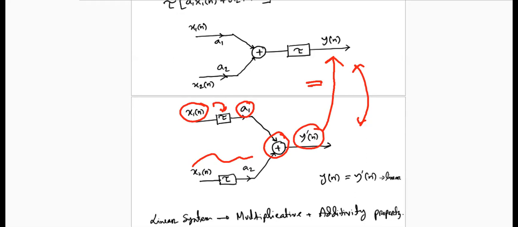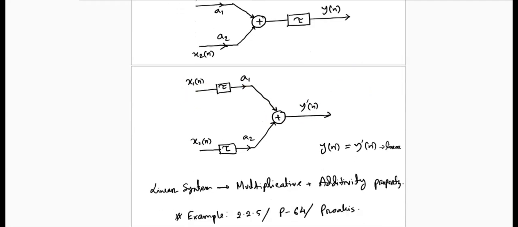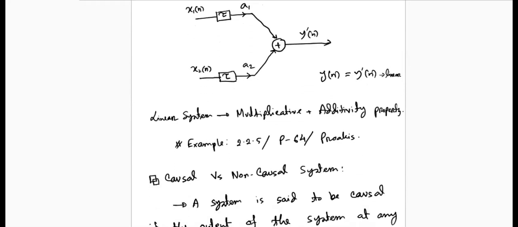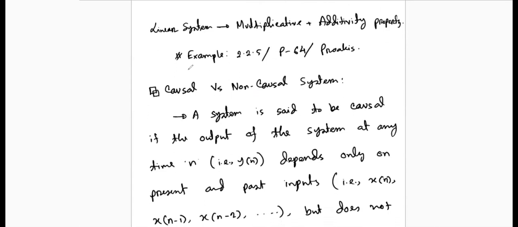Previously, we checked whether a system is time variant or not, and now we are talking about the linearity of the system. So a linear system, of course, maintains the multiplicative rule and the additivity property. If you have both of those, then we can say that this is a linear system. We'll give an example as well. The example is also given in the book, so please go through that.